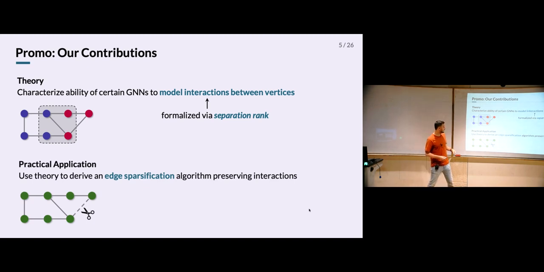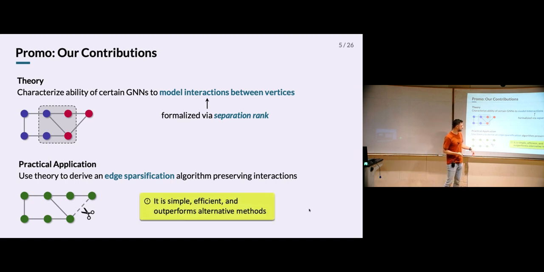We're going to derive an edge sparsification algorithm, which tries to preserve the interactions that GNNs can model as we remove edges from the graph. The idea is that if we have a large graph, for example, a social network, then it can be quite expensive to run a GNN over. And one way to address this is to try and remove edges from the graph while maintaining the accuracy that we can get. And we'll see that our theoretical analysis will lead to a simple and efficient recipe for which edges you want to prune, and it will actually lead to higher prediction accuracy across the sparsified graphs than alternative methods.